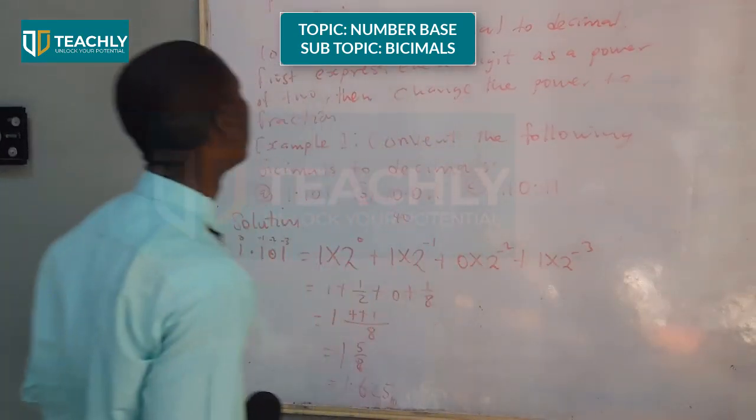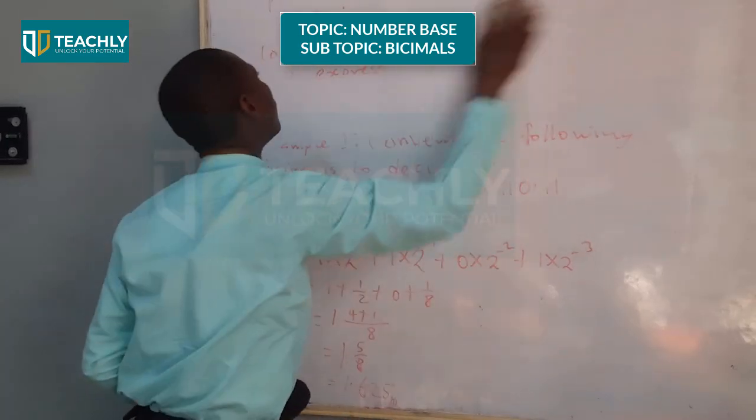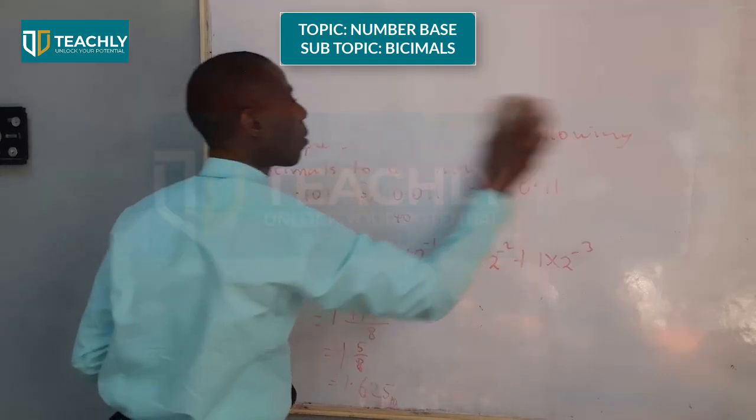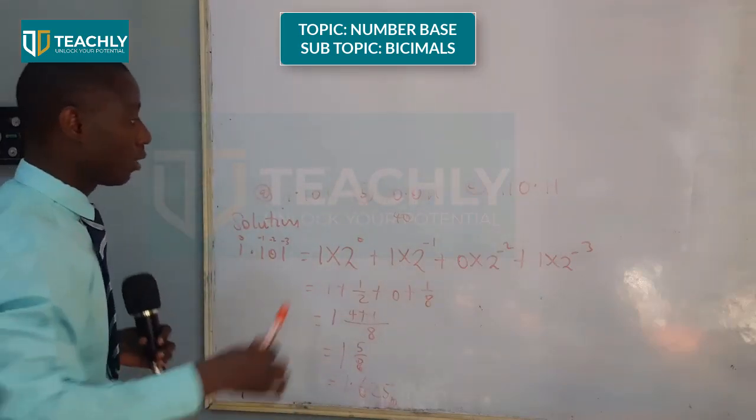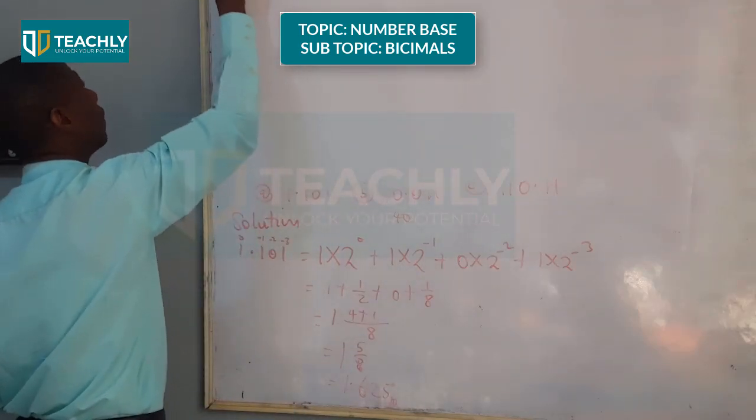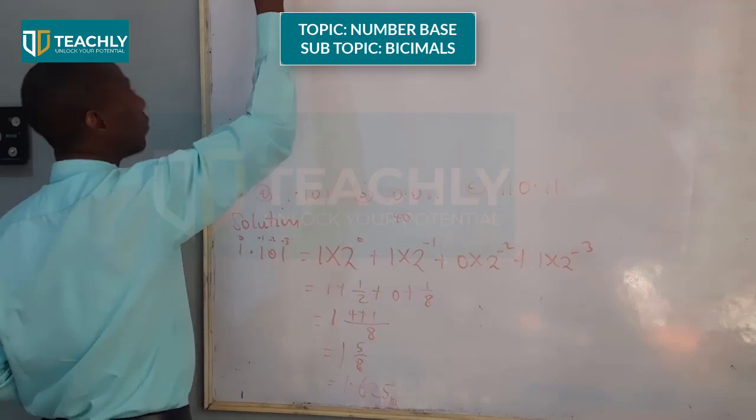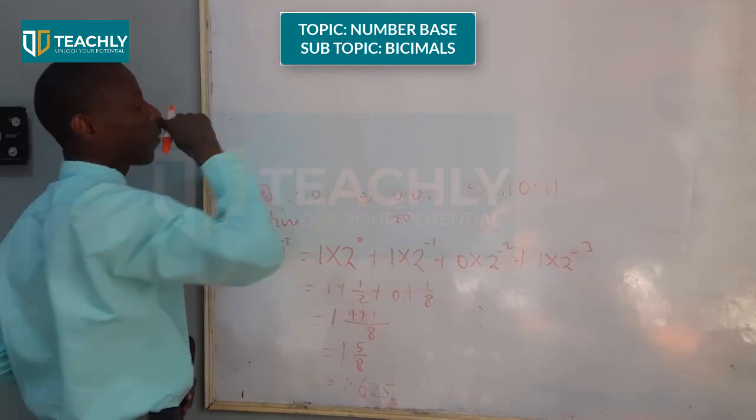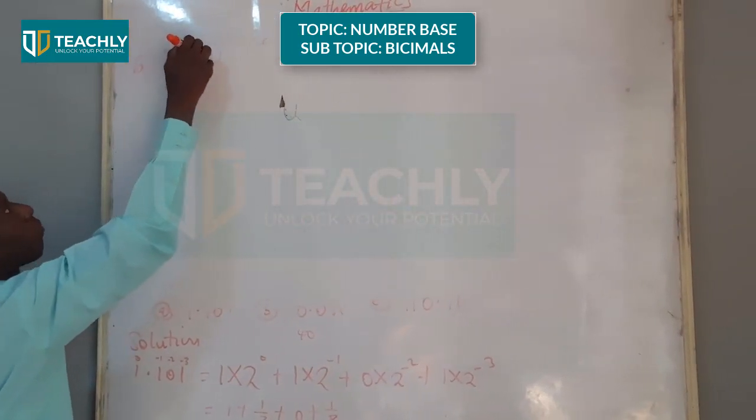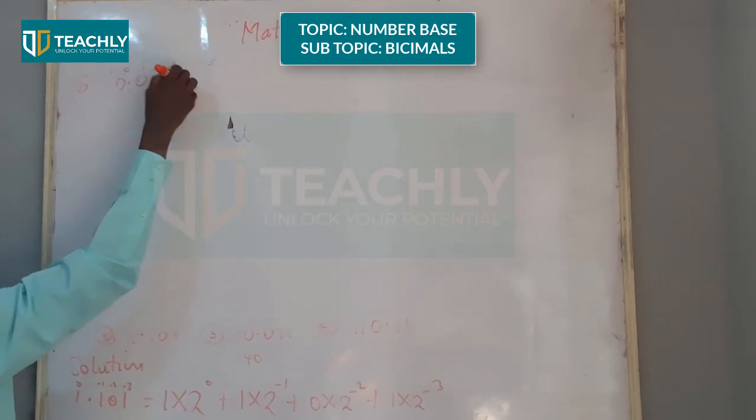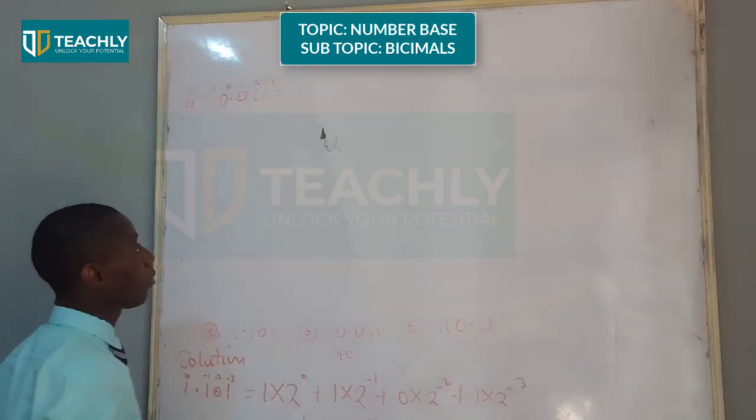The next one is B. Here we are asked to convert 10.011. So like I told us, let's start numbering from the back. Here you have 0, here you have 1, here you have minus 1, minus 2, minus 3. And to do that, we are going to express each of them in power of what? Of 2.